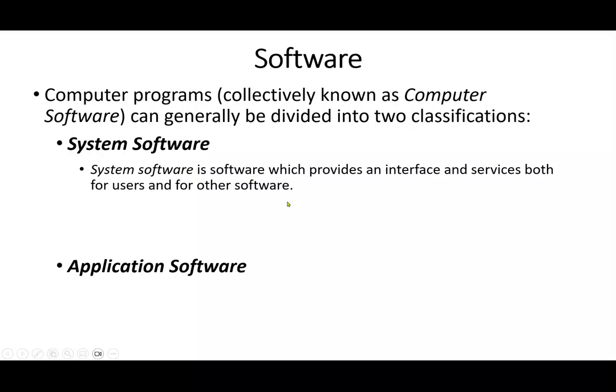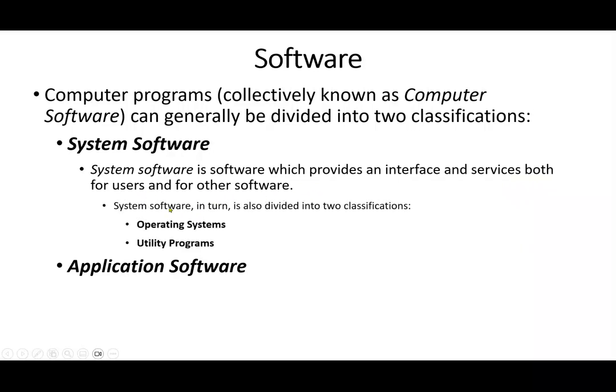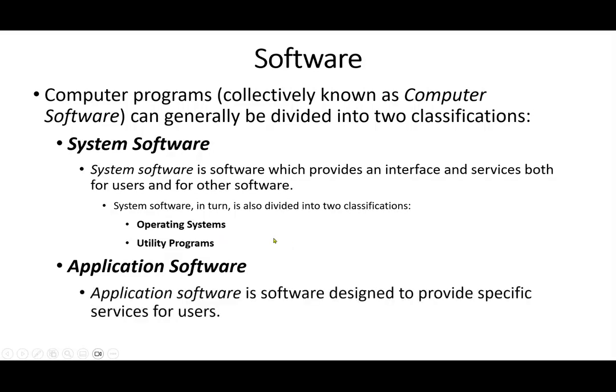System software provides interface and services for users and for other software. It can be divided in turn into operating systems and utility programs. Application software is software designed to provide specific services for users.